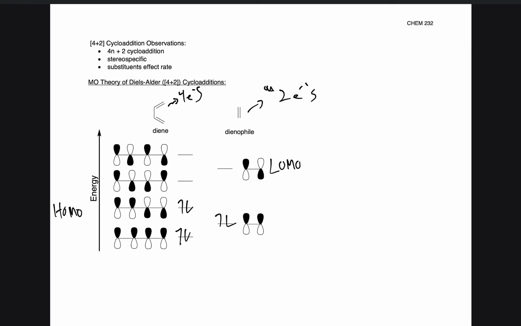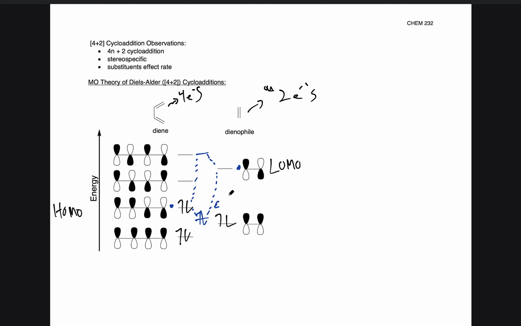And so when we do that, these orbitals are going to mix. Our HOMO and our LUMO are going to mix to get to our new product, or our new molecular orbitals. And overall, this reaction that takes place is lower in energy.